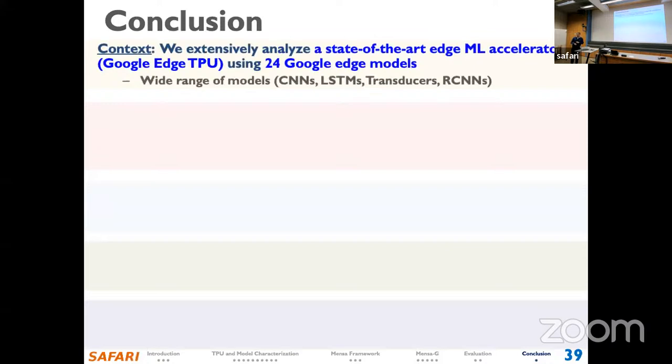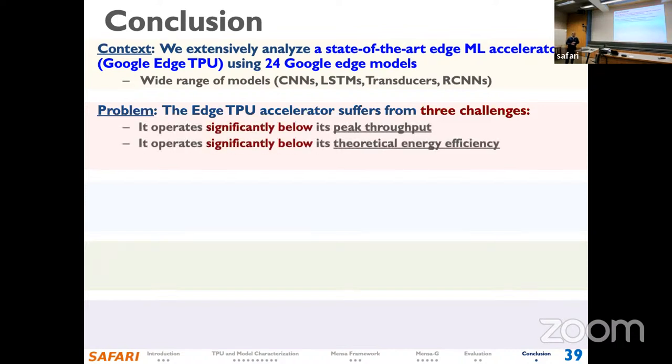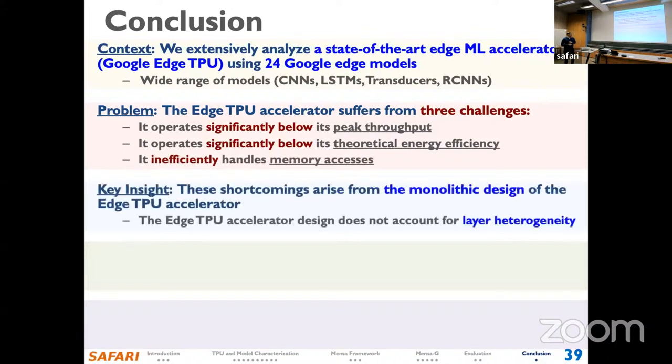Okay, so in conclusion, the problem that we are trying to solve in this paper is that even though edge accelerators are becoming quite common for neural network inference in cell phones or tablets, there is also a variety of neural network models being shown off today for different purposes. We analyzed those models on these accelerators and we see that they suffer from low peak throughput, low energy efficiency, and inefficient memory accesses. The key insight is that the monolithic design of this HTTP accelerator, this edge accelerator for neural network inference, causes the design to not account for the heterogeneity within a model and across different models that need to execute on this single accelerator.